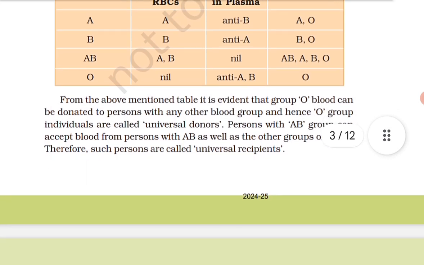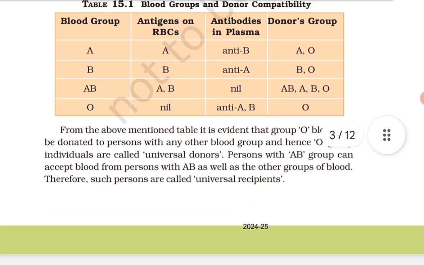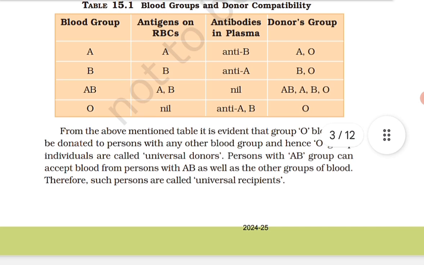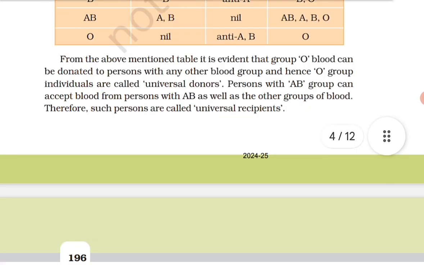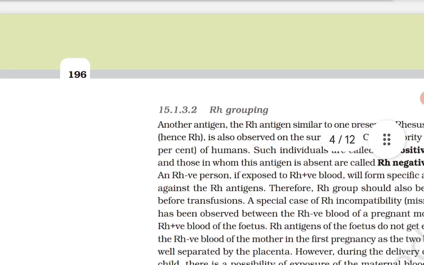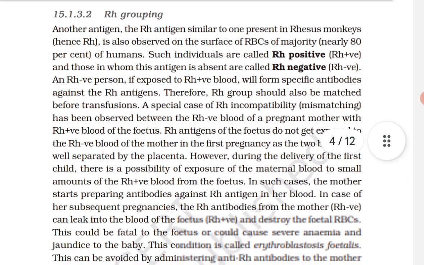ABO grouping is based on the presence or absence of two surface antigens on the RBCs, namely A and B. Similarly, the plasma of different individuals contain two natural antibodies. Antibodies क्या होते हैं? Antibodies are protein produced in response to antigen, और antigen chemical that can induce immune response. Clear? ठीक है, चलो आगे बढ़ते हैं.